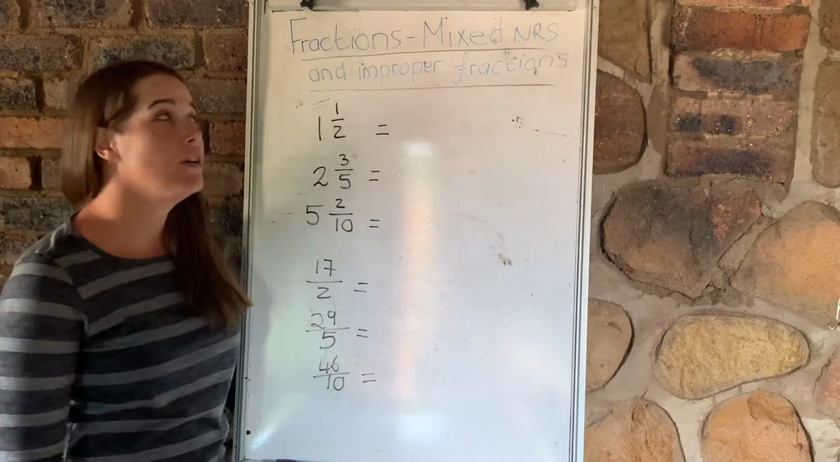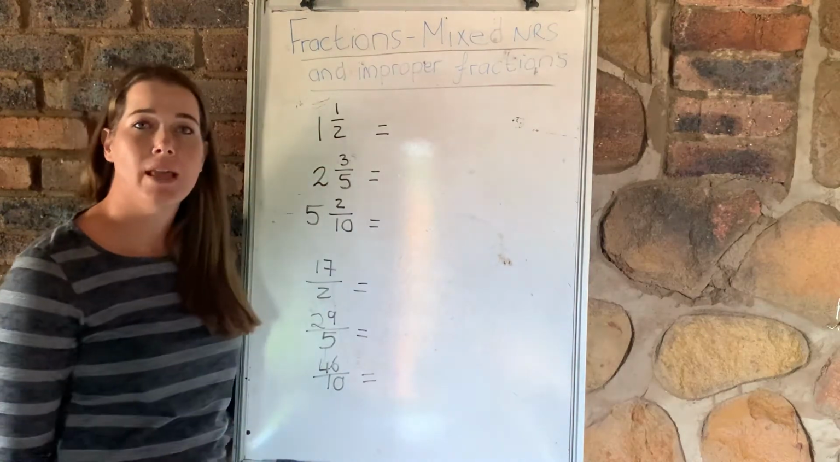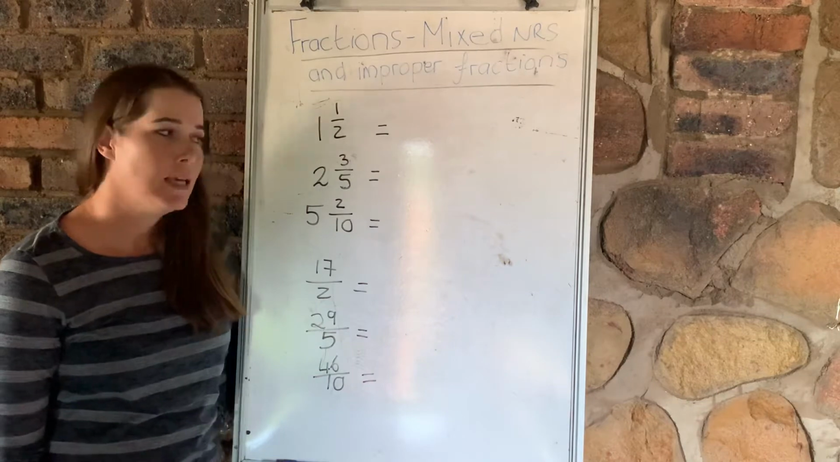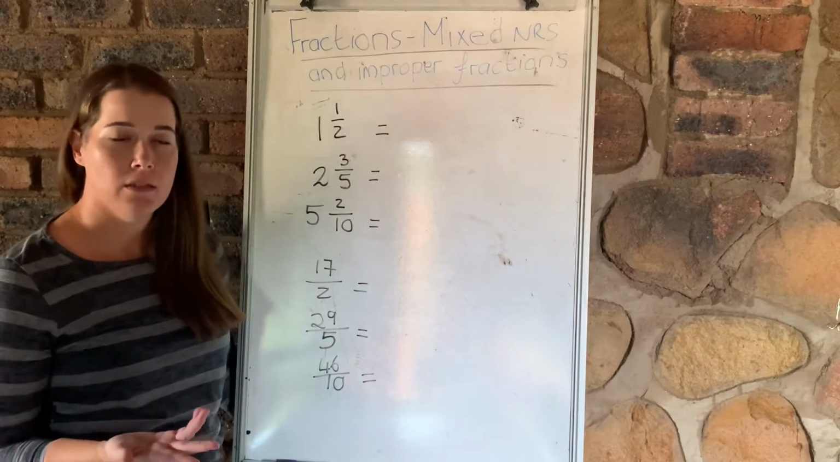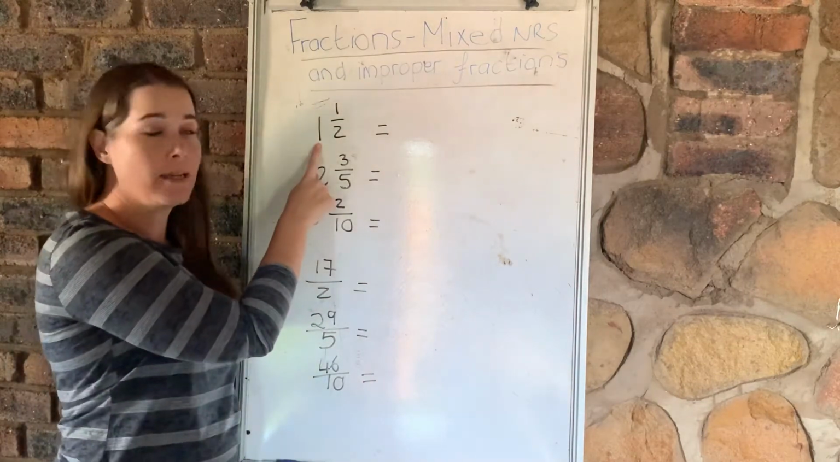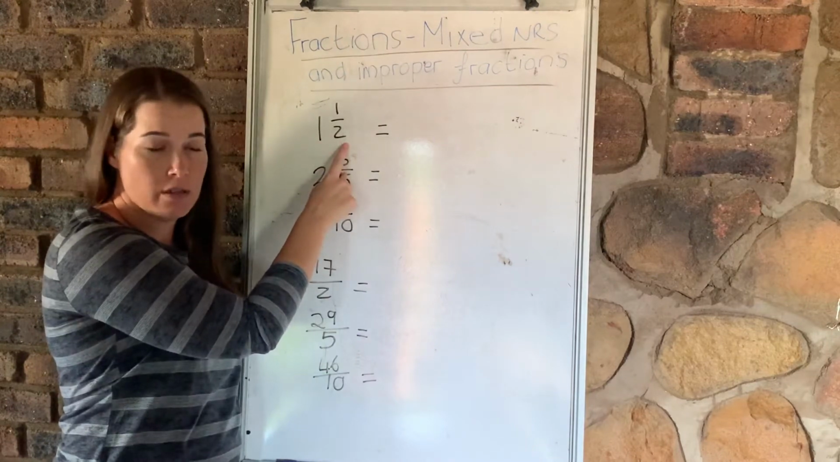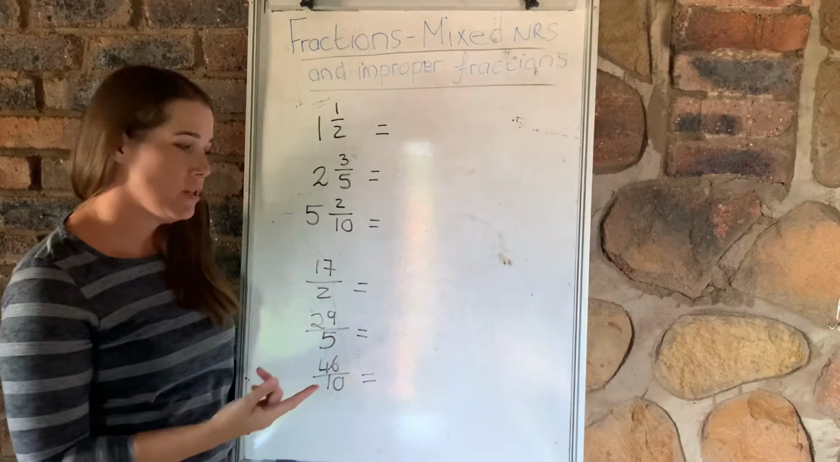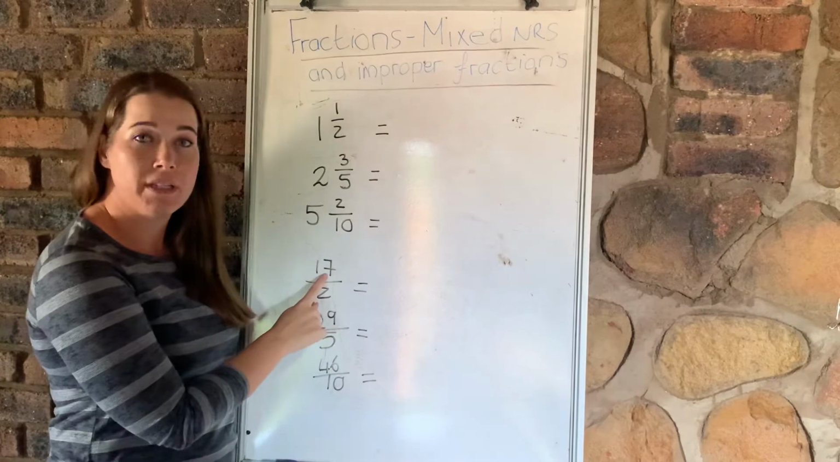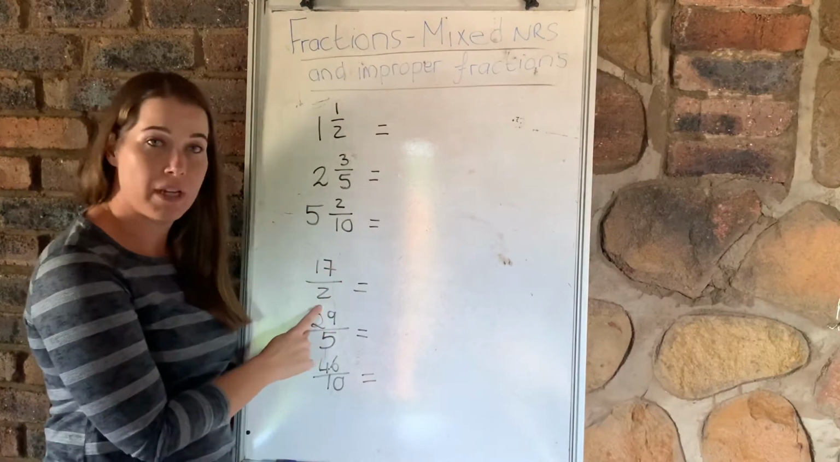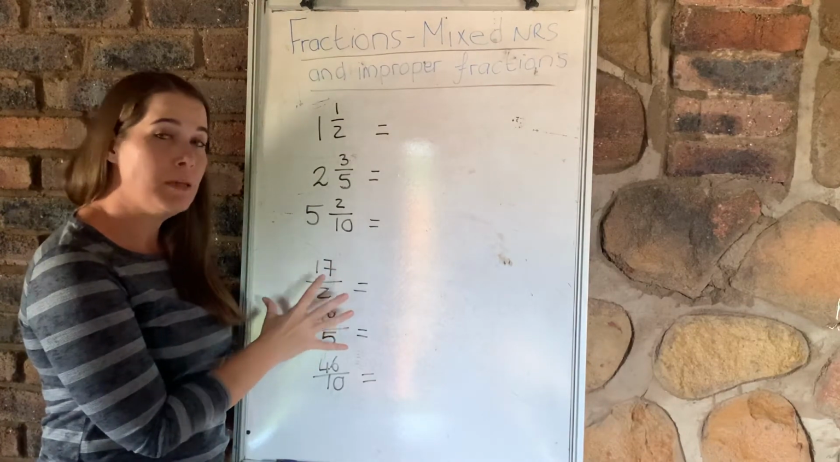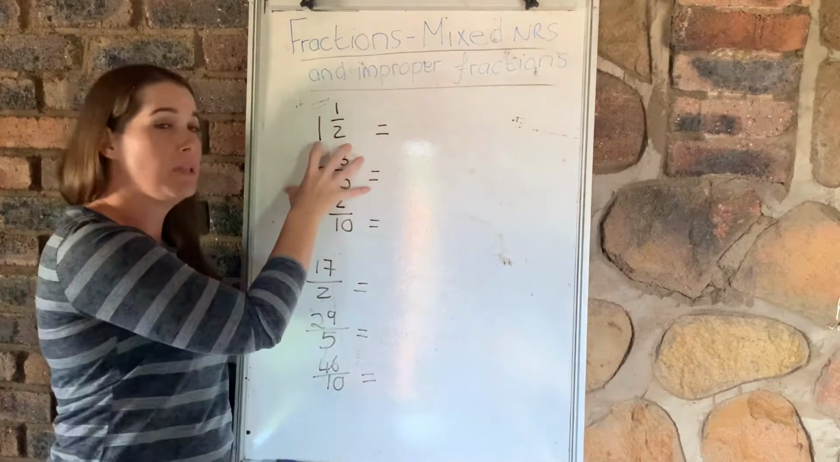Hi guys, today we are going to look at mixed numbers and improper fractions. Now a mixed number is just that. It's a mixture of a whole number and a fraction. An improper fraction is when your numerator is bigger than your denominator. That is an improper fraction and that is a mixed number.